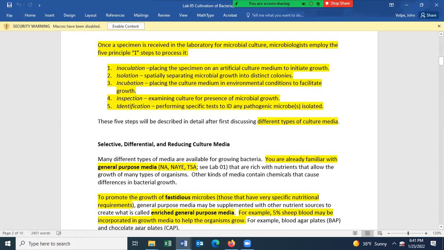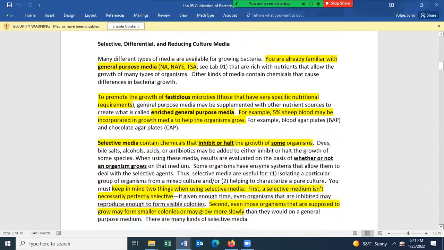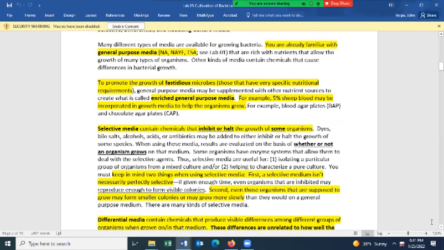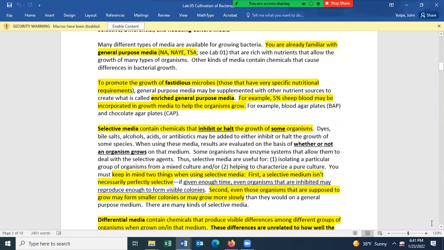You're already familiar with a general purpose media, and that would be NA or nutrient agar, nutrient agar with yeast extract, or TSA, tryptic soy agar. And these media promote the growth of many organisms, but they do not promote the growth of fastidious microbes that have very specific nutritional requirements. To grow fastidious microbes, we have to use an enriched general purpose media.